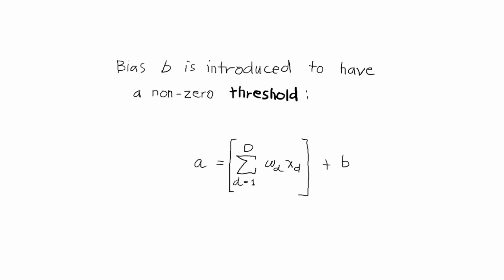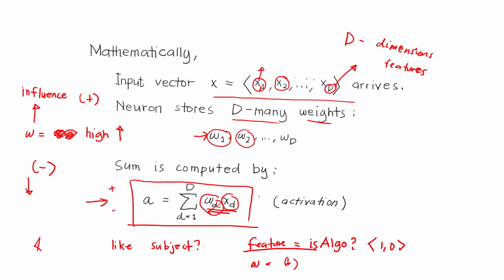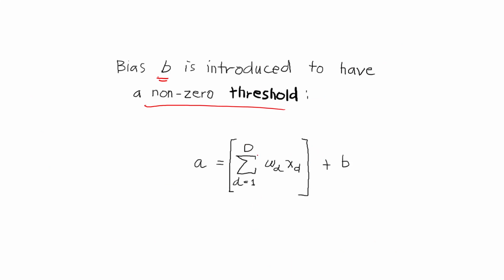A bias is introduced to have a non-zero threshold. It's just a fixed value we add to the previous formula we have here, just to have a non-zero threshold, because we don't want to get 0 values. Okay.